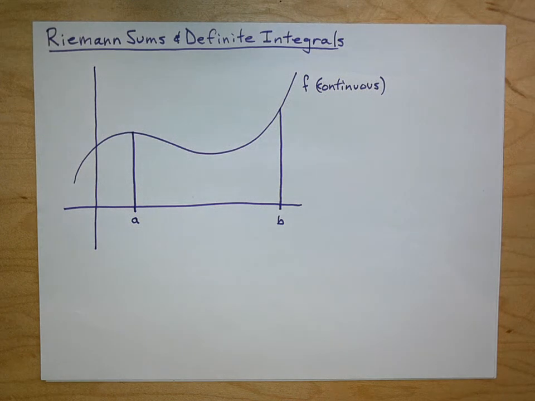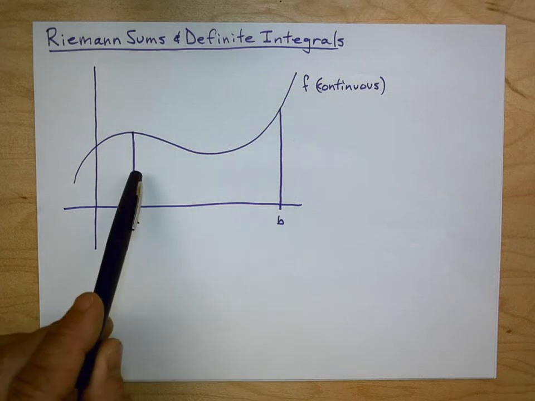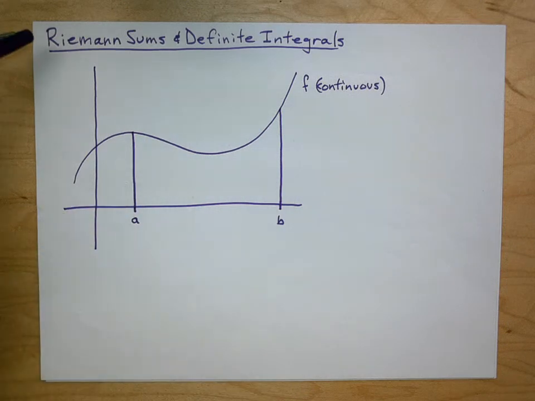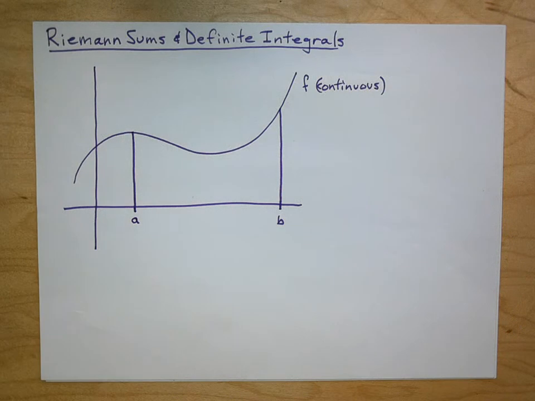In this video I want to talk about the definite integral and how it's related to the area under a curve, and we'll use and define Riemann sums as a way to define our definite integrals. So I want to start with the idea of area under a curve. We've already talked about that, or hopefully you've seen that before at some place.